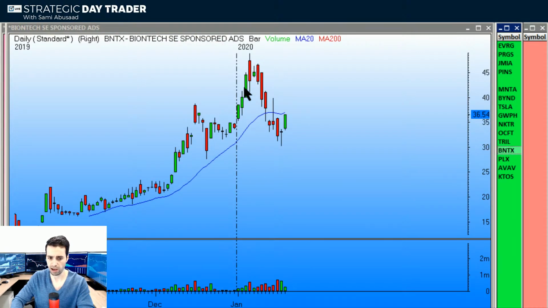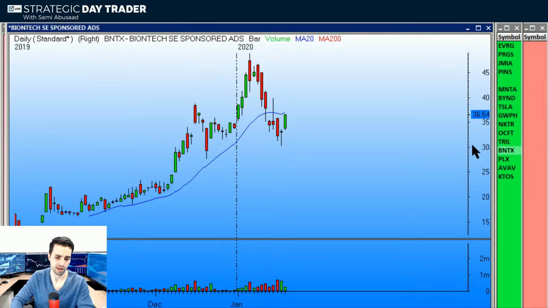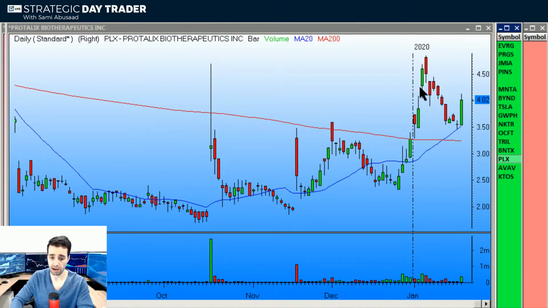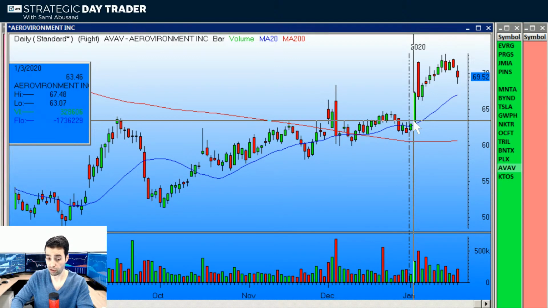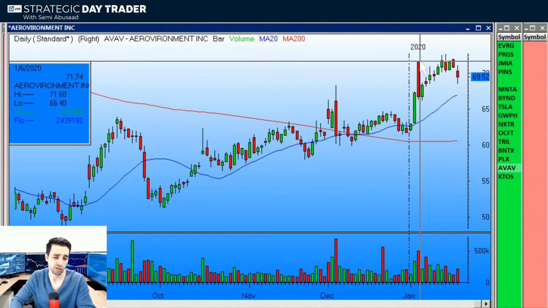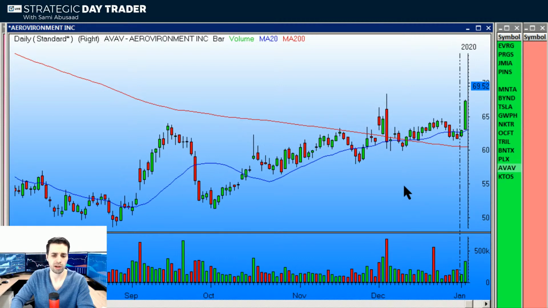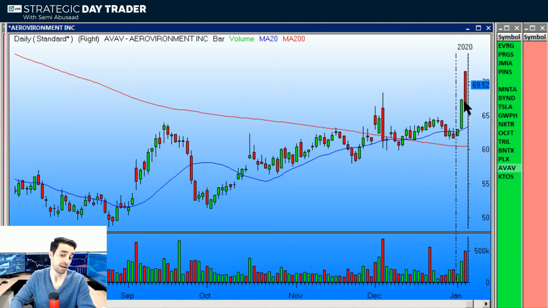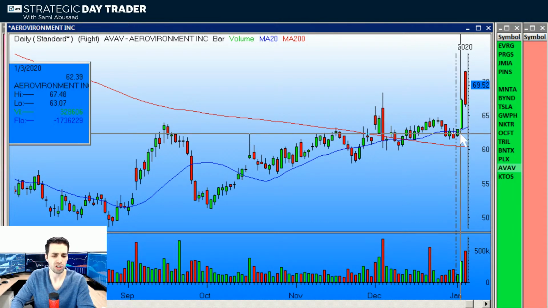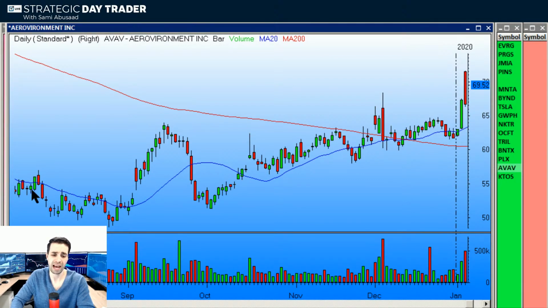BNTX, look at this, up and then a gap up. That's Novice. PLX, up and then a gap up. That's Novice. AVAV, look at this, big green bar and then a gap up the next day. That's Novice. Again, some people might argue that this is just off the 20, and I would say you would have a point. Yes, you have a point. But this kind of bar, it's the biggest bar I see on the entire chart.